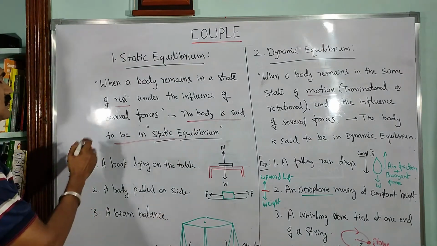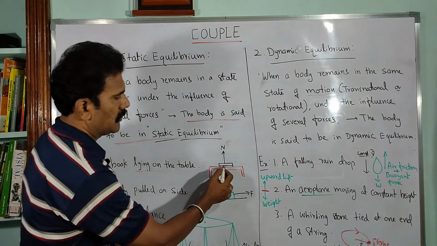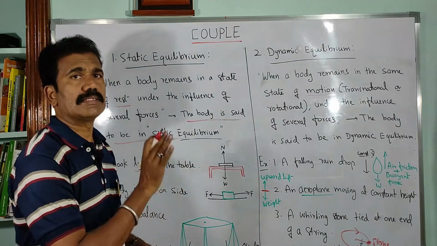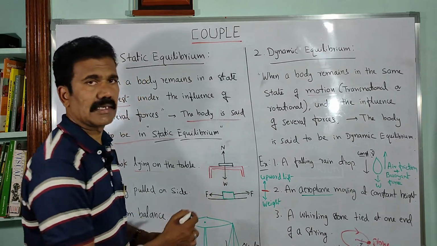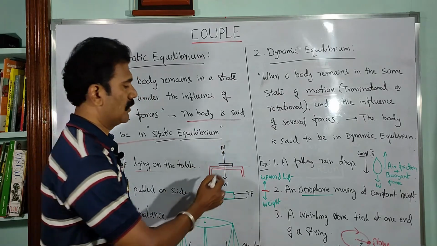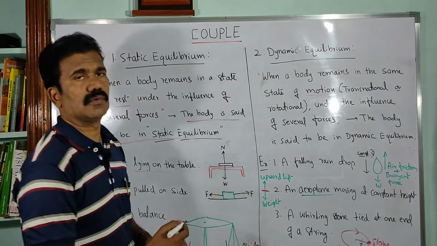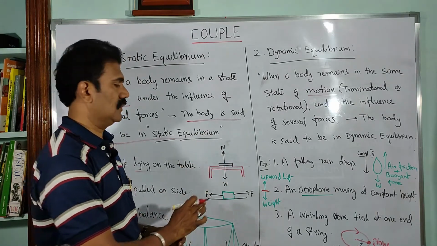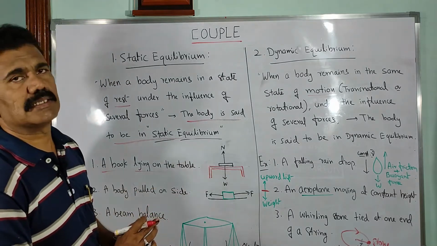See, in case of static equilibrium, I will consider a book lying on the table. Simple example, right? Here is a book lying on the table. It is at rest always. Why? It is balanced by two forces. What are the two forces? One is its weight, acting always in the downward direction, and another force is called the normal force, always perpendicular to the surface of the object. Now these two equal and opposite forces make the book always at rest. So these two equilibrium forces are making the body at rest. So we can say it is in static equilibrium.